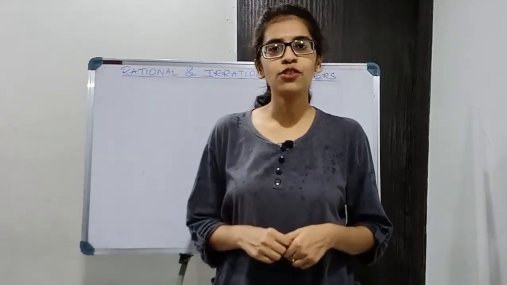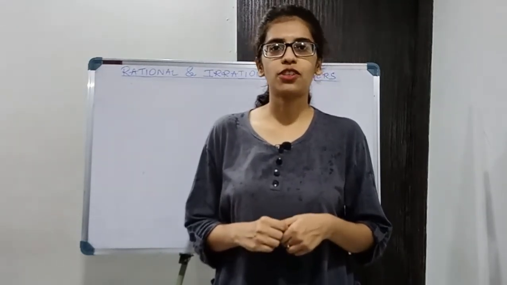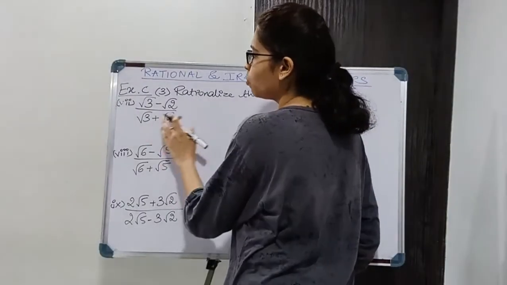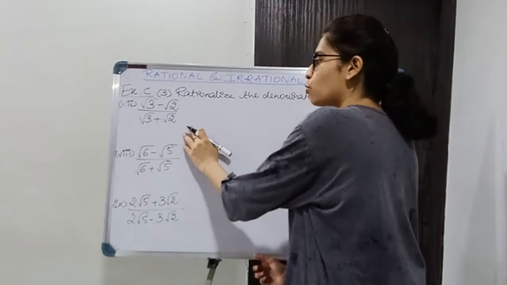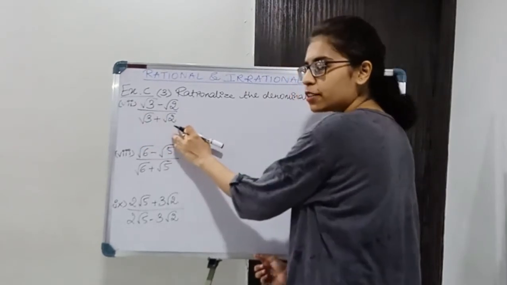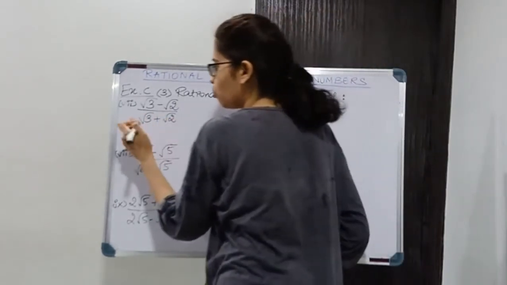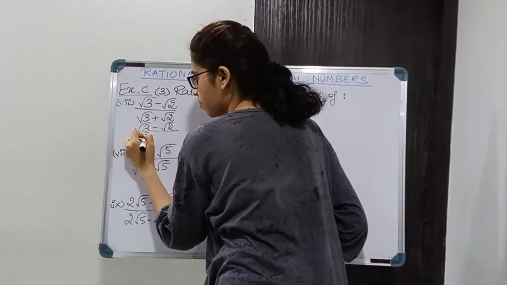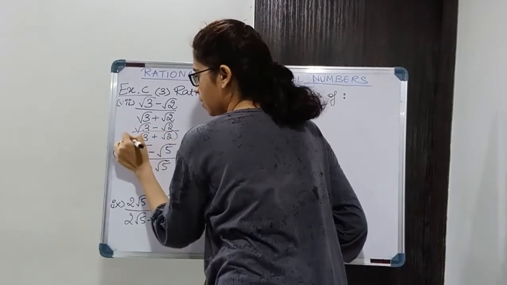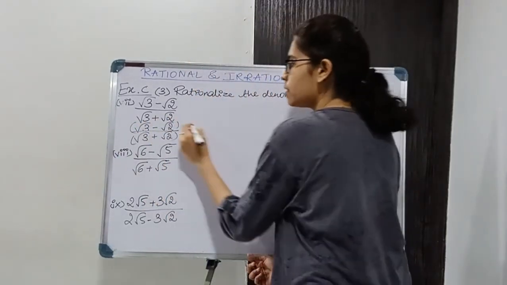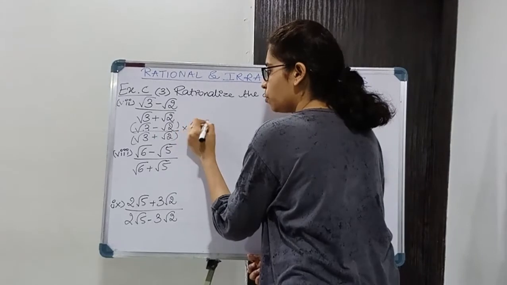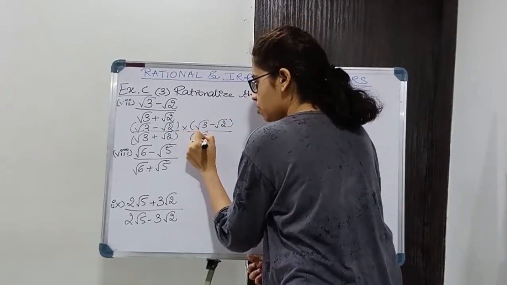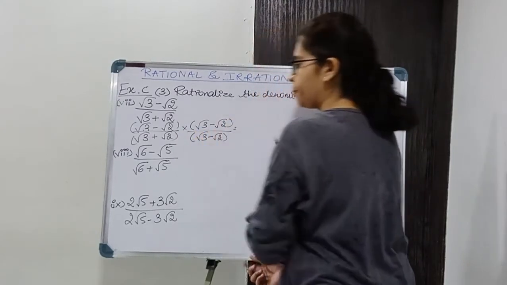In this video we are going to continue with the third exercise of rational and irrational numbers. Now the next number is root 3 minus root 2 upon root 3 plus root 2. So इसका rationalizing factor हो जाएगा root 3 minus root 2. I'll put these in brackets. So I'll multiply numerator and denominator both by root 3 minus root 2.